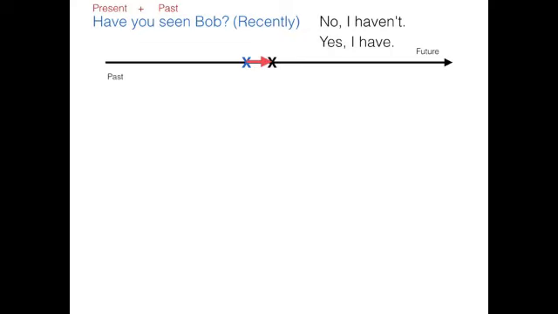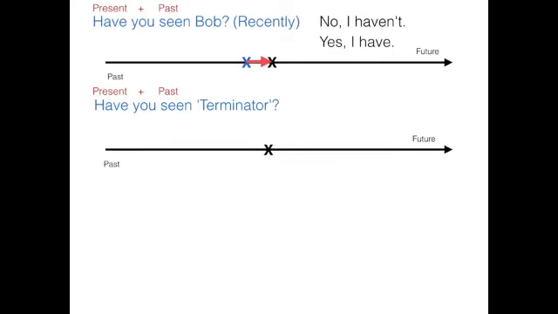Let's look at another situation where we use the same form. Here we have the question, have you seen Terminator, the film? We can see that the structure of the question is the same as before, with the present, have, and the past, seen. But the meaning or context of the question is not the same. Now the question is asking about any time in your life, up to now. In other words, ever.